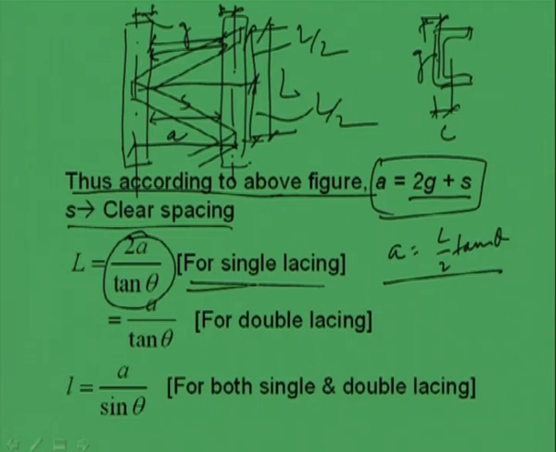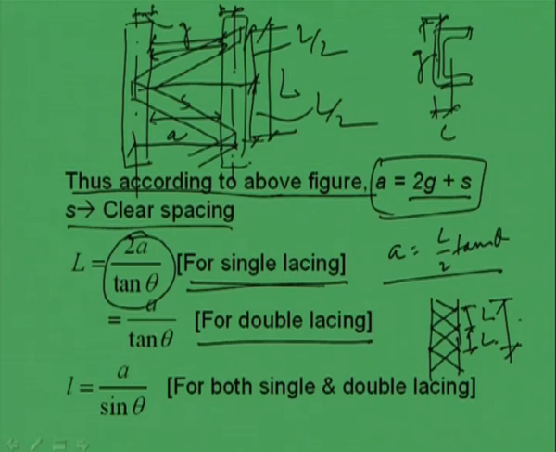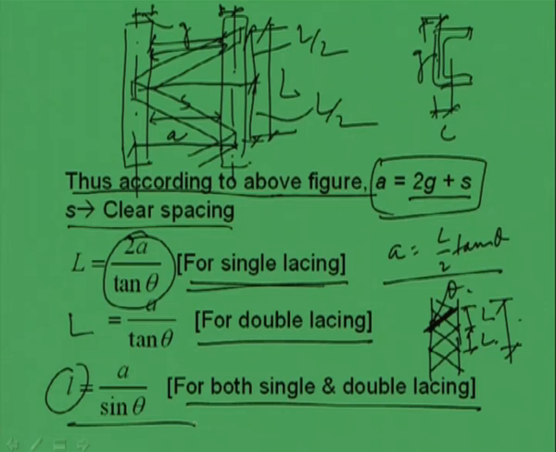For single lacing system this will be 2A by tan theta, and for double lacing system similarly we can find out, because in the double lacing system the L will become half of that. In case of single lacing system this was the L. So, for double lacing system L becomes A by tan theta. And for both single and double lacing, small l, the length, that means this one, will be A by sin theta, because this is theta. So, l is equal to A by sin theta.